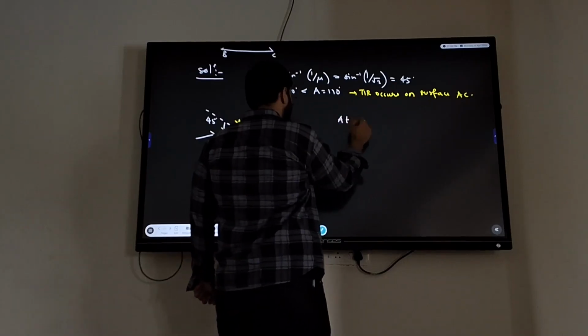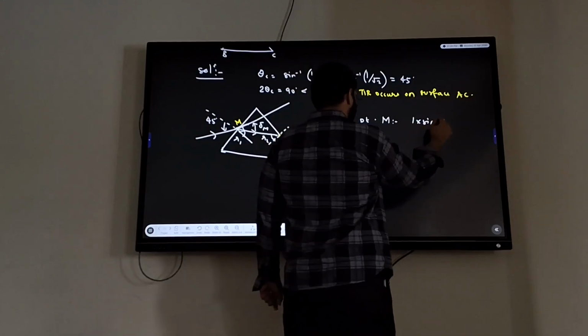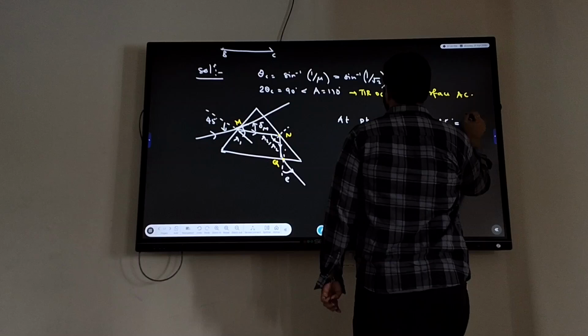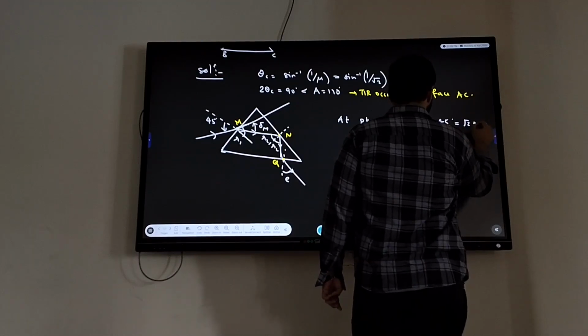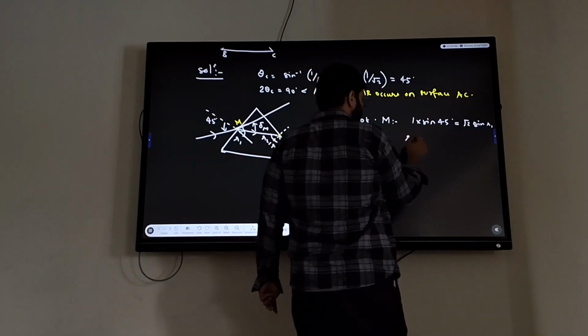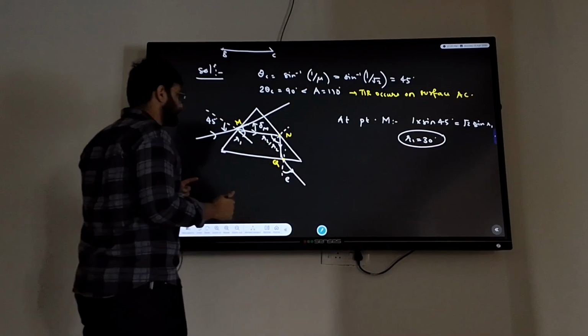At point M, 1 into sine of 45, that's equal to what? Mu. But what is mu? Root 2 into sine of R1. But then what will it become? R1 is 30 degree again. R1 is 30 degree, that means what? What is delta M then?